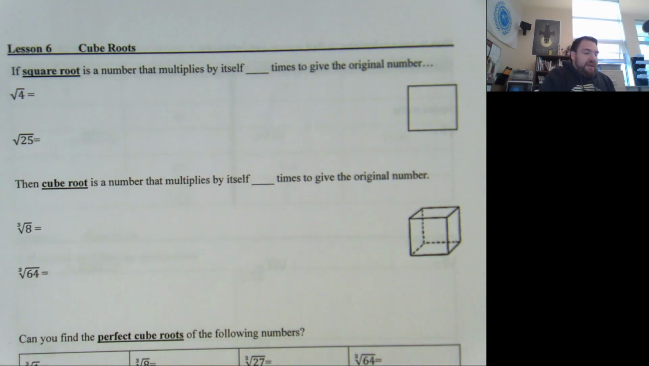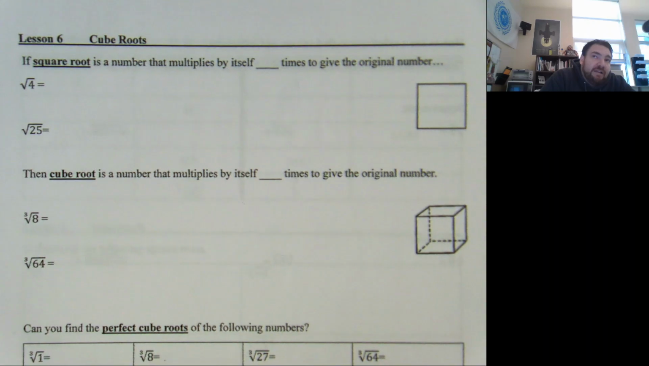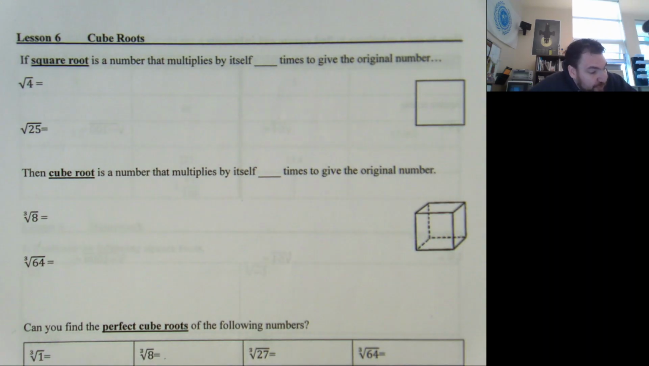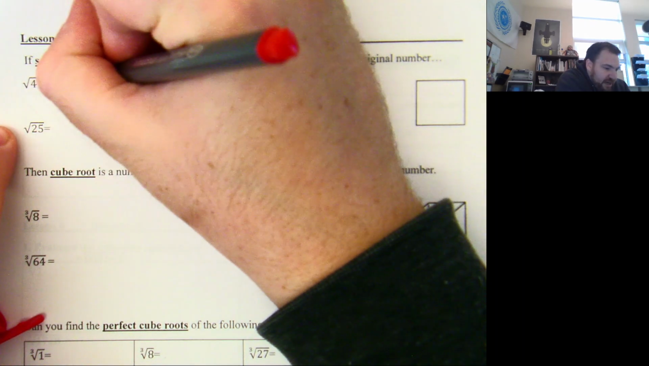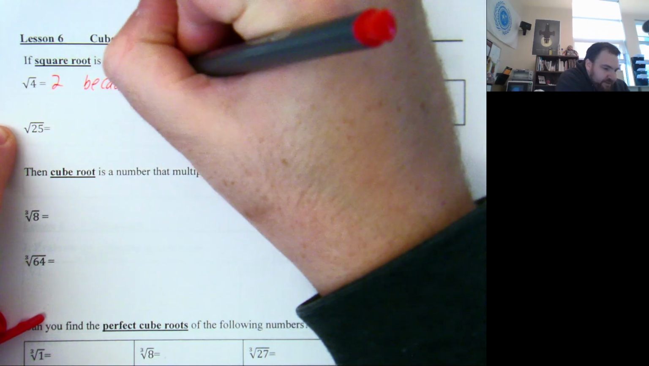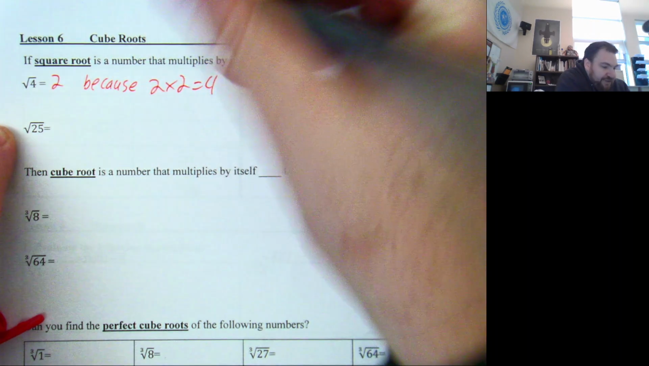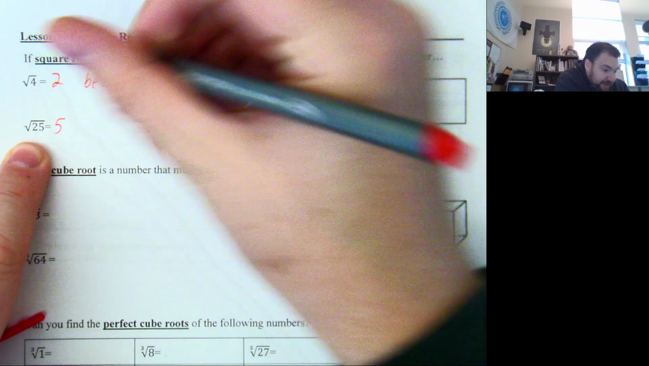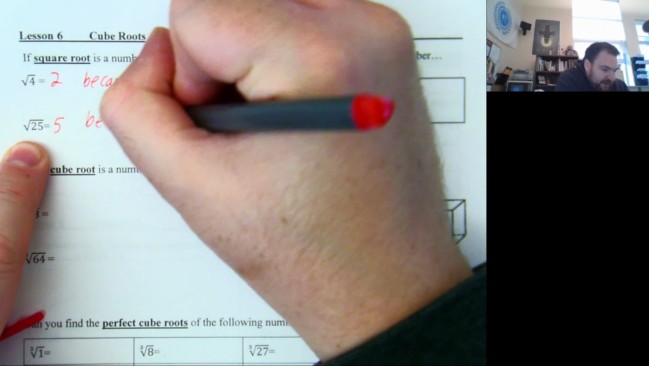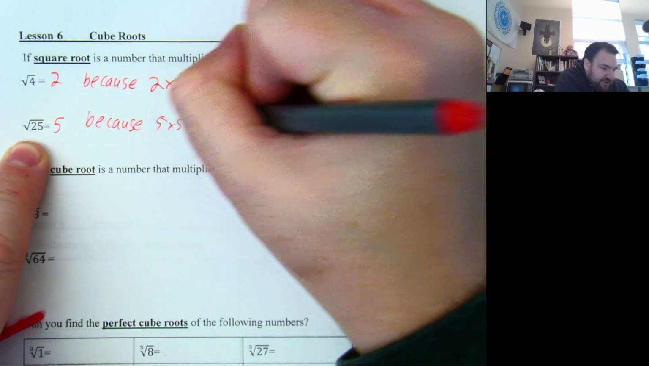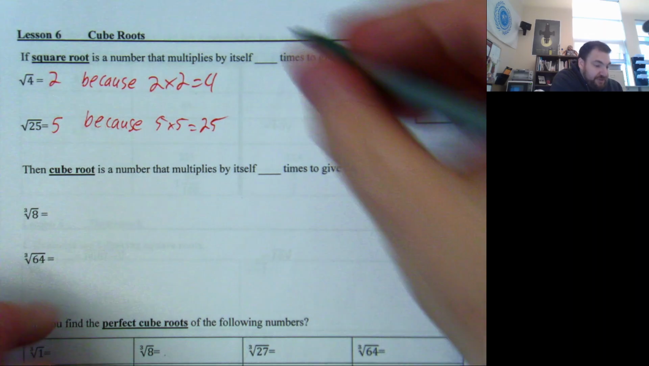Cool. Here we go. So, cube roots is where we're going to land today. If a square root is a number multiplied by itself, blank times to give the original number. For example, the square root of 4 is 2 because 2 times 2 is 4, and the square root of 25 is 5 because 5 times 5 is 25. This is 2.